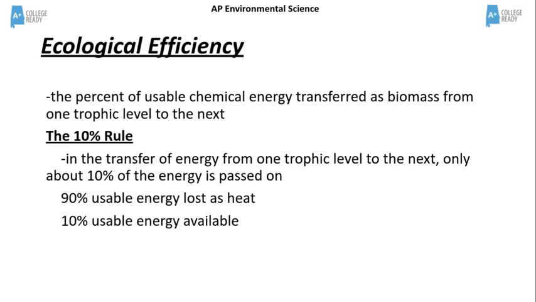Ecological efficiency is a measure of the useful energy produced in a transformation. It is the percent of usable chemical energy transferred from one trophic level to the next. The 10% rule states that only approximately 10% of the energy from one trophic level is passed on as usable energy. The rest is lost to the environment as heat. That means 90% of the energy stored in the tissues of grass is lost to the environment as heat when the grass is eaten by a rabbit. Only 10% of the grass energy actually is stored in the rabbit.